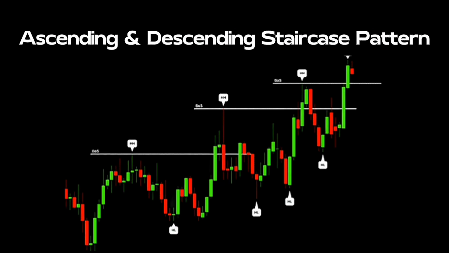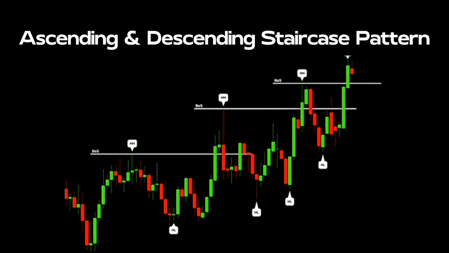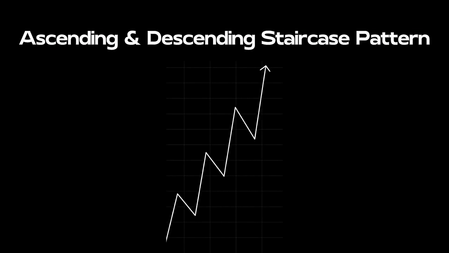The ascending staircase forms in an uptrend, where the price keeps making higher highs and higher lows. You know, when we talk about support and resistance, most traders think it only applies to a ranging market. Support and resistance work perfectly in a trendy market. It is called dynamic support and resistance.